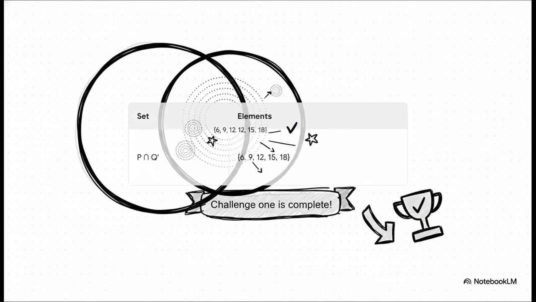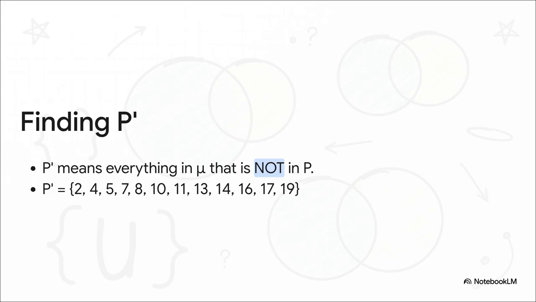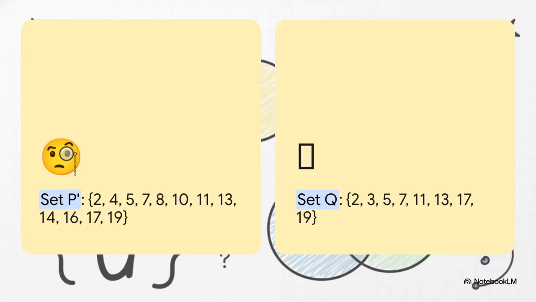Challenge 1, complete. On to our second challenge, finding P prime union Q. Again, it sounds tricky, but it's the same idea. It's a 2-step process. First, let's figure out P prime, and then we'll deal with that union symbol. Just like before, P prime means everything in our universal set that is not in P. So we take our big list of numbers from 2 to 19, remove all the multiples of 3, and here is what's left.